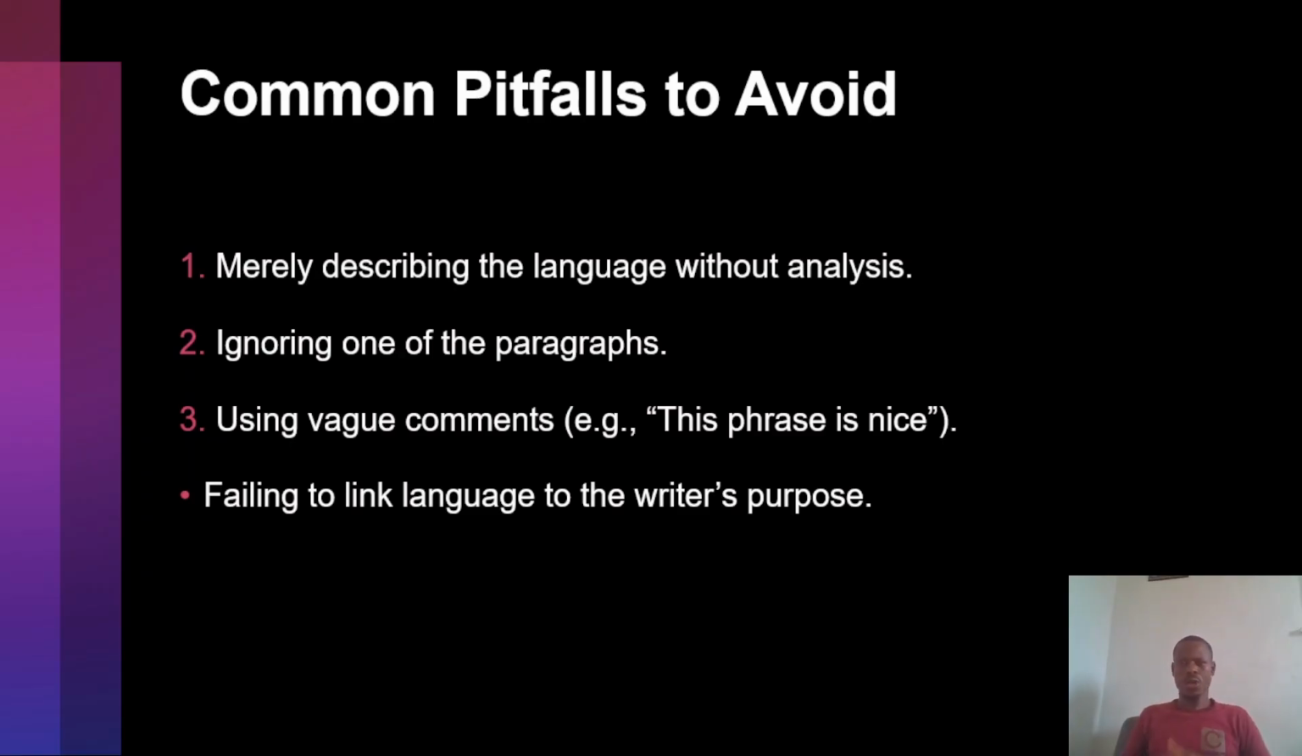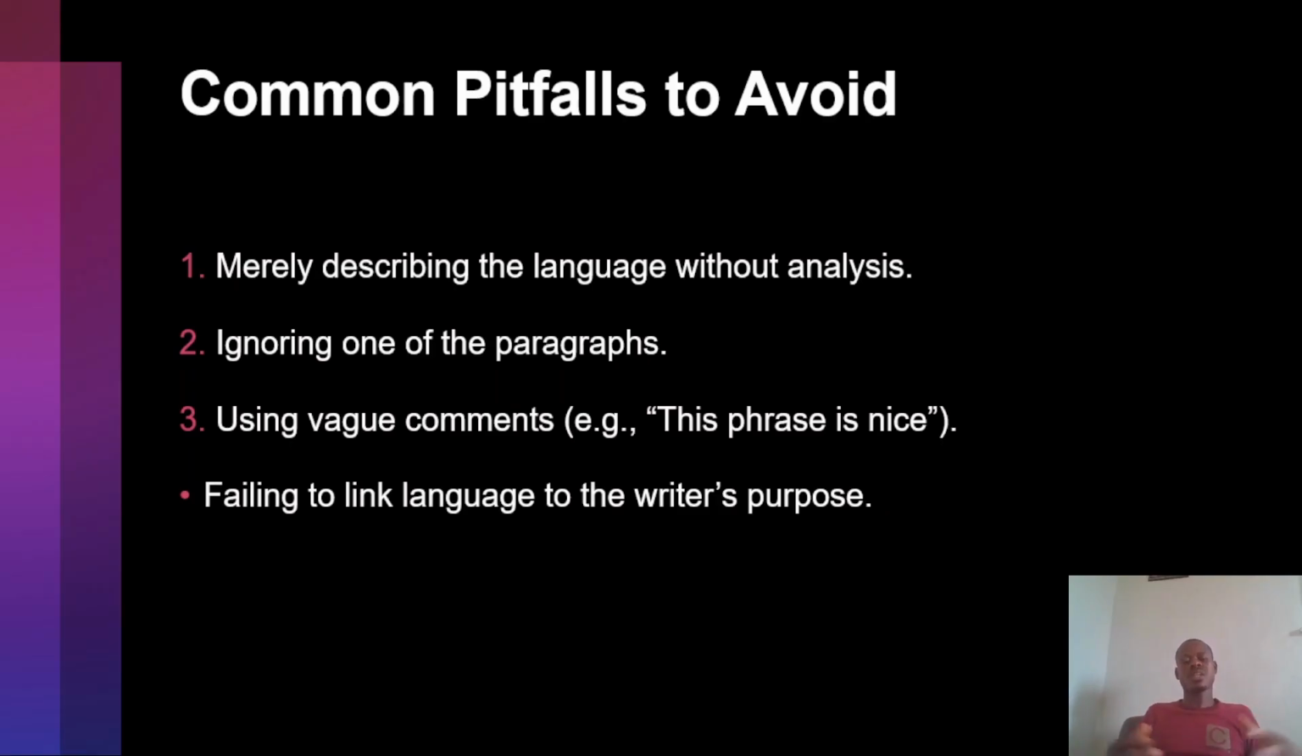Then don't be vague in your comment. Don't say, the phrase is nice. The writer, this phrase creates powerful imagery in the mind of the reader. Yes, we are aware. The examiner is aware that it creates powerful imagery in the mind of the reader. What is that powerful imagery that has been created? We want to know. Are you with me there? We want to know that powerful imagery that has been created. Don't just say, this is a nice phrase. What makes it nice? That is what we want to see, rather.